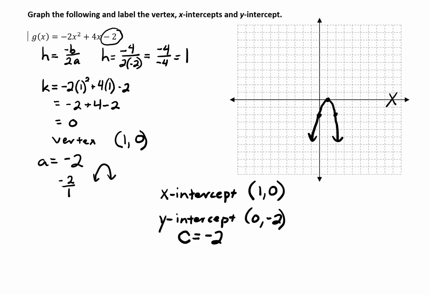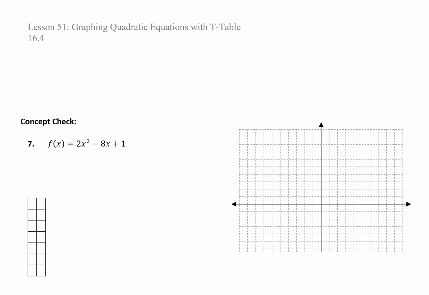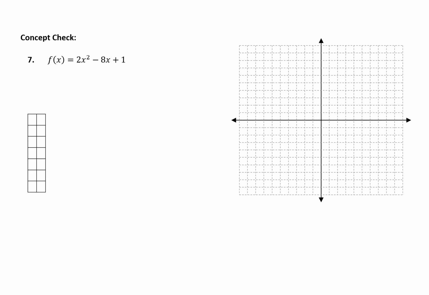Okay, I'm going to try a second equation here. Let's take a look at f of x equals 2x squared minus 8x plus 1. My h value will be negative b over 2a. So my values give me a negative from the formula and a negative 8 from the b value over 2 times a. This simplifies down to positive 2.